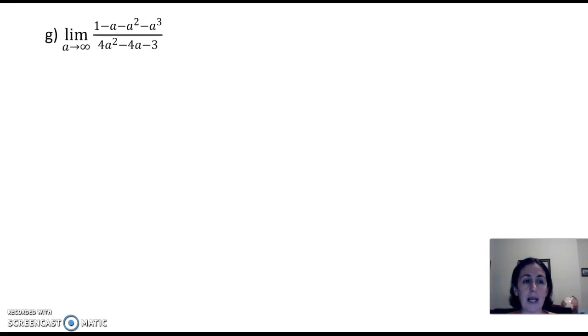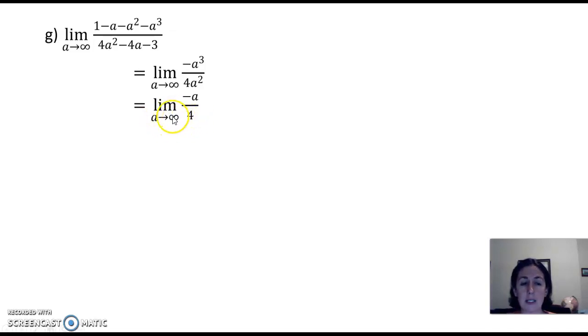The limit as a approaches infinity of this right here. So again, we'll take the biggest power of a over the biggest power of a and we will reduce. This gives us the limit as a approaches infinity of negative a cubed over 4a squared, which reduces to the limit as a approaches infinity of negative a over 4. Here we are left with a variable in the numerator, so this limit will shoot off to either positive or negative infinity, and we will need to determine which one.